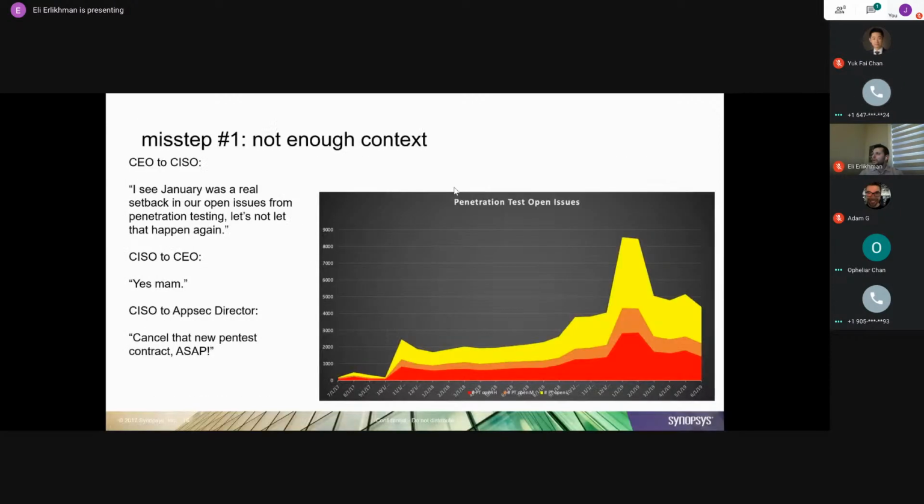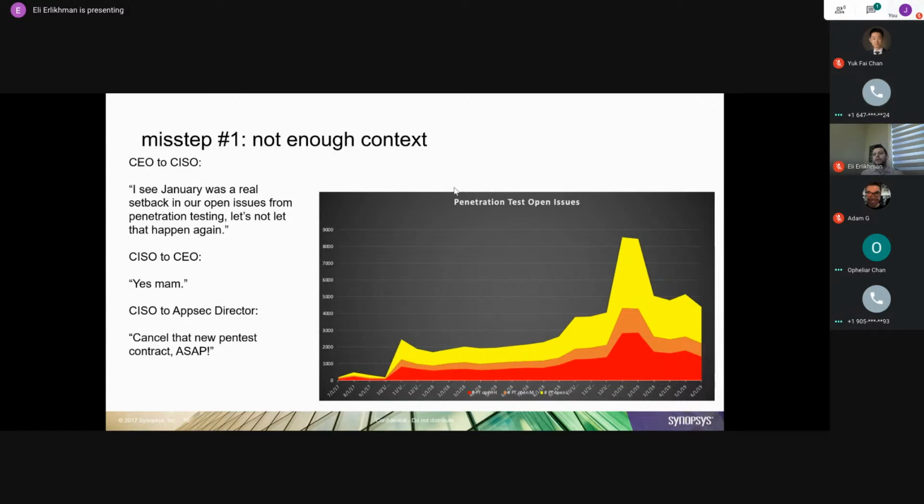So moving on, I have a few examples of metrics going wrong. Here's one example. This is your open issues from penetration testing. And here's a sample of how a CEO would talk to the CISO. Hey, there was a huge spike in open issues in January from penetration testing. I don't want this to happen again. So the CISO says, yes, ma'am, understood. There will be no more spikes. And then he goes back to the application director and says, let's cancel all the pen testing, because that causes spikes in my open issues, and that looks bad on me.